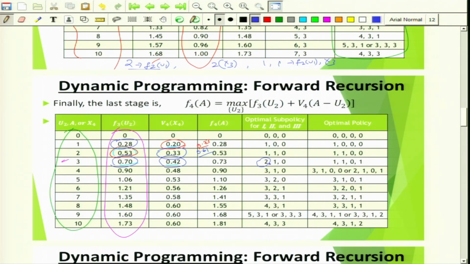If you consider 2 unit investment on F3 of U2, what is the best combination for 2 unit investment on F3 of U2? That is 1, 1, 0, right? Then ultimately you will get X1, X2, X3, X4 as 1, 1, 0, and then an investment of 1 unit on X4, which is 1. So you will get a combination of 1, 1, 0, 1. You understand this point? Similarly you have to do it for all the investments.